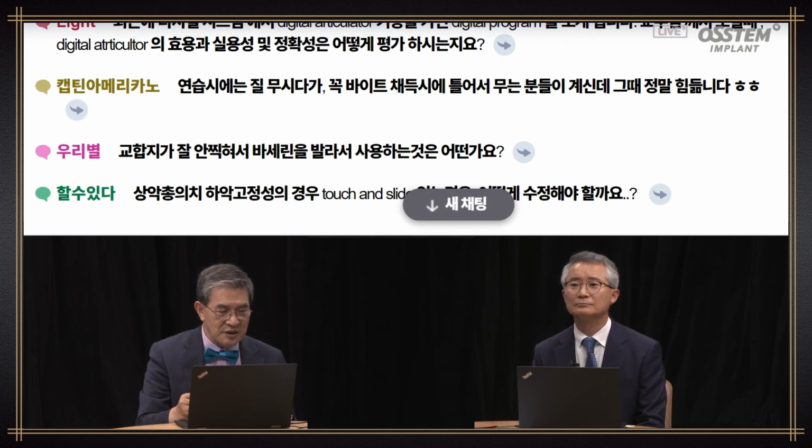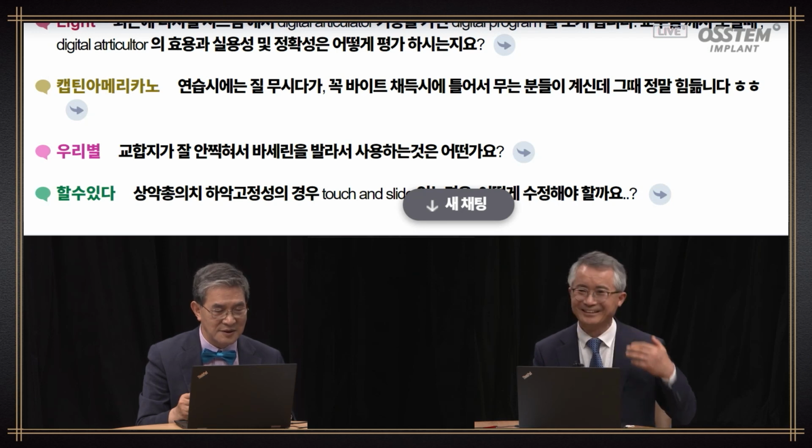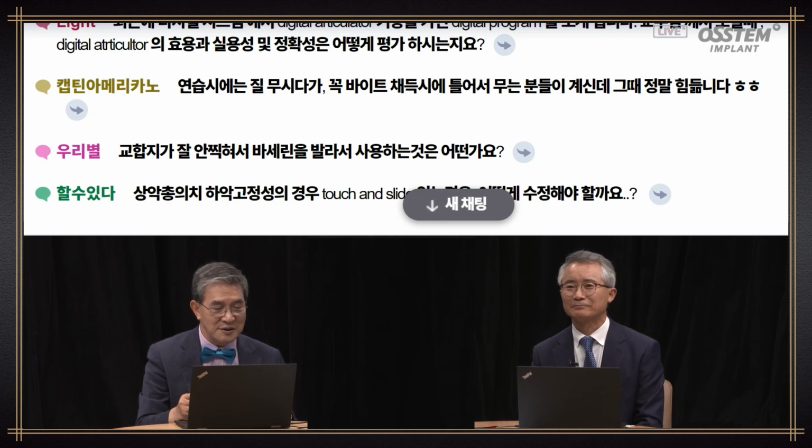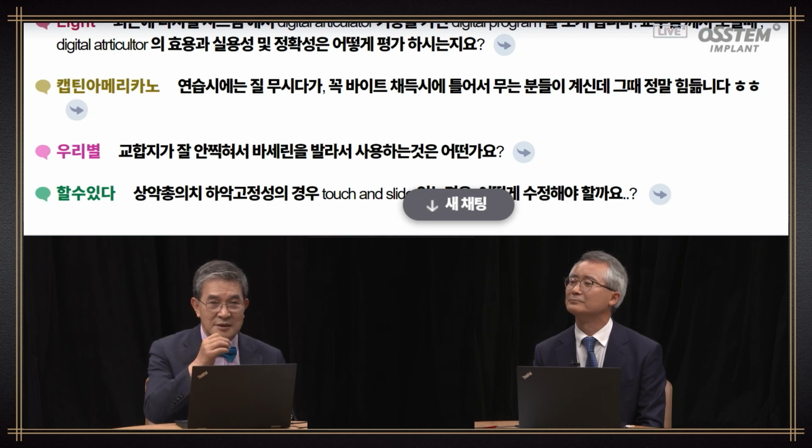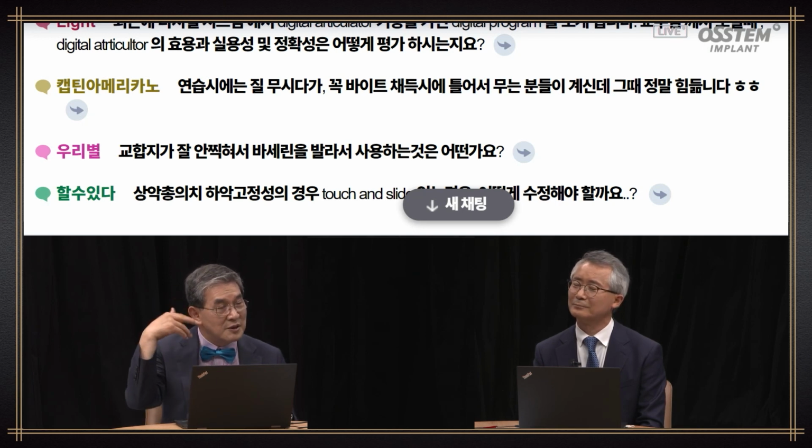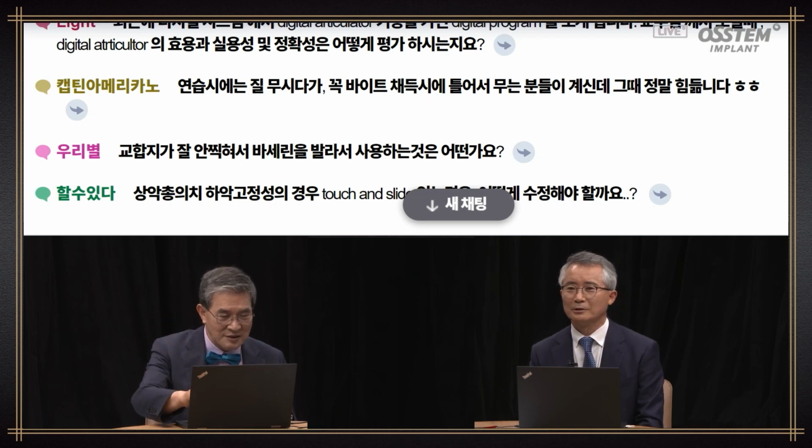Captain Americano: the patient bites down well when practicing, but when taking the bite record, they bite down wrong, then it can be really difficult. Yes, that's true. In that case, you have the patient bite down on a cotton roll for about 2 to 3 minutes or 5 minutes. You need to do deprogramming and then proceed.